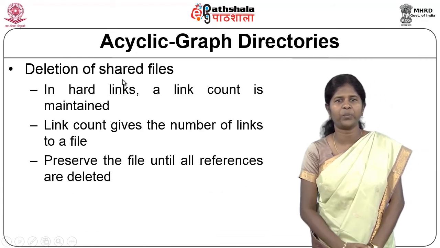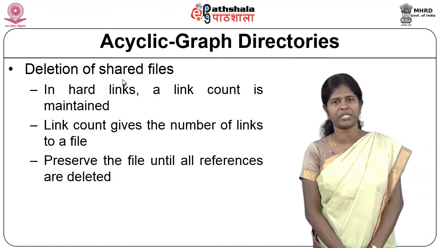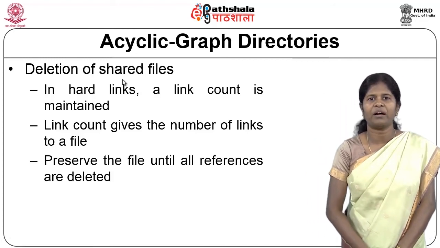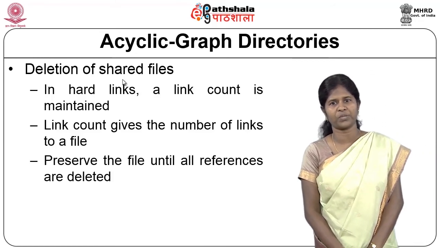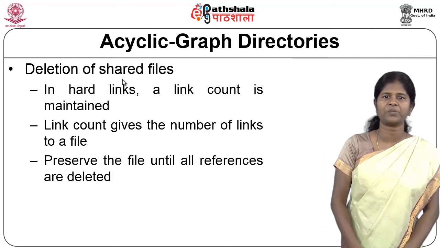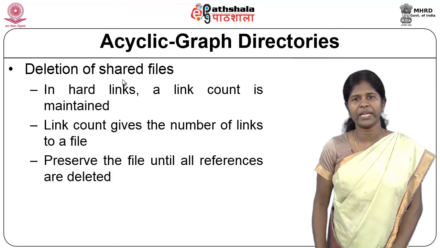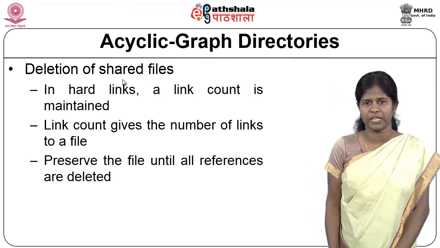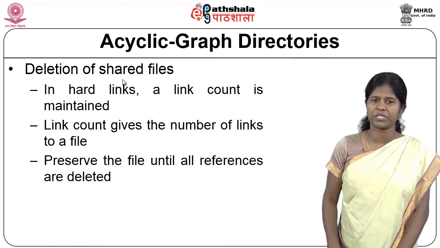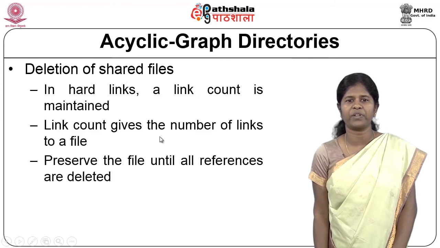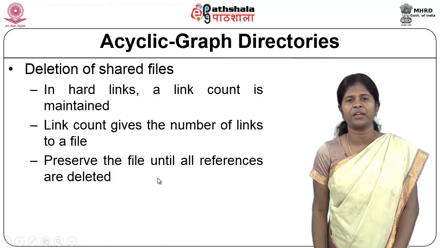The other way in which links can be maintained is hard links. In hard links, what is done? A link count is maintained. The first time, when the file is created, you will have the link count as 1. The second time a link is created to the original file, the link count will be incremented. Each time the file is deleted, the link count will be decremented, and only when the link count comes down to 0, the file's contents will be removed. Till then, the file's contents will be preserved.